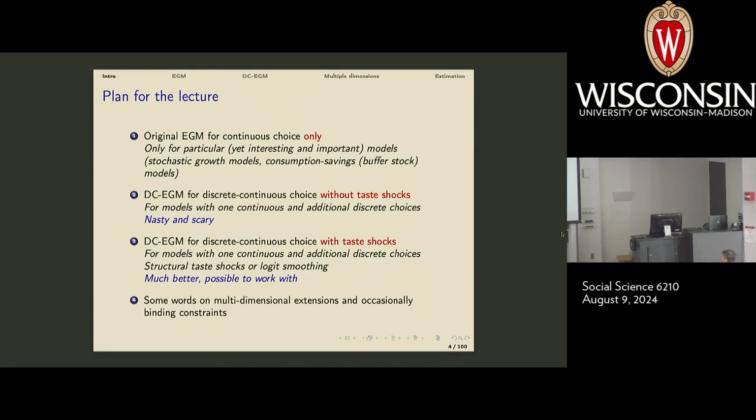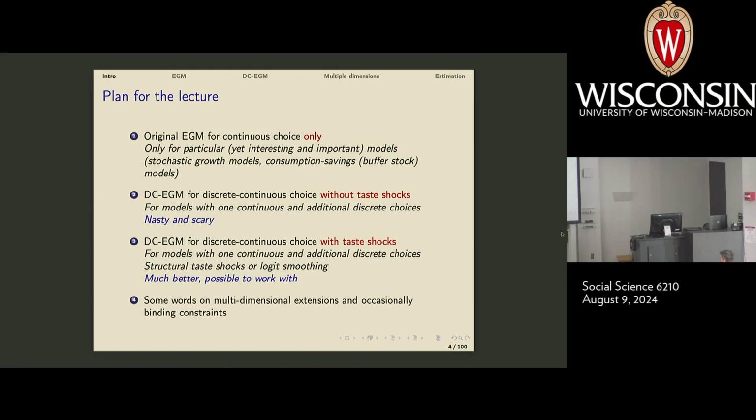Now, DCEGM is going to be a combination of the original EGM with the addition of a discrete choice. And this is where things become really hard. But it's very instructive to understand why they become hard and what actually breaks in our approaches to this problem. So I say nasty and scary. But then you have an option of adding this magic power of the extreme value type 1 distribution. Or in fact, any continuous distribution with full support, we will use our favorite because it's just analytically much easier.